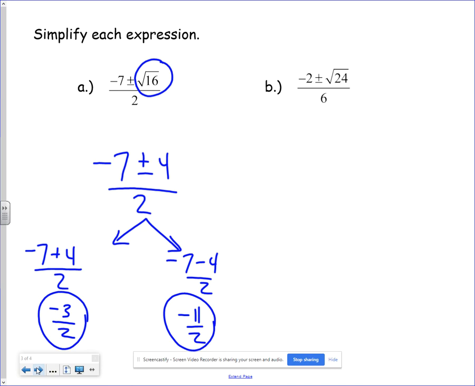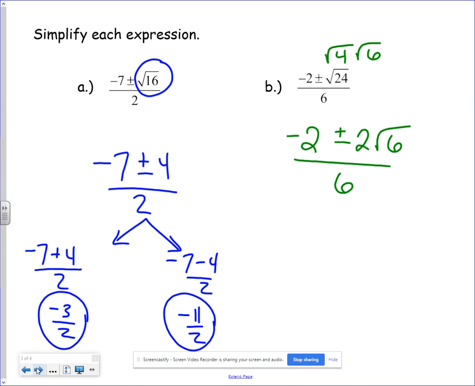Alright, let's try B now. So again, we want to focus on my square root. Can the square root of 24 be reduced? Is there a perfect square that divides this 24? 4 does. It goes into it 6 times. So I'm going to rewrite this as negative 2 plus or minus, I still got my 6 on the bottom. What's the square root of 4? 2. What's the square root of 6? We don't know. So we leave it as the square root of 6.